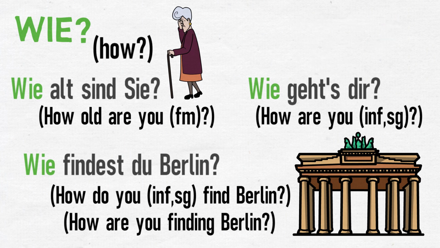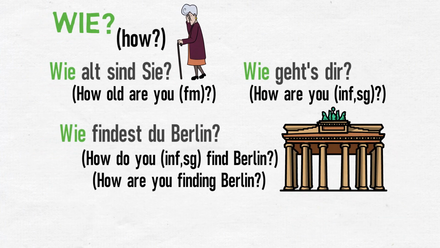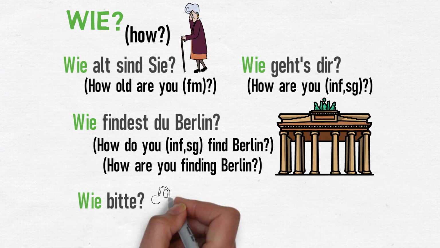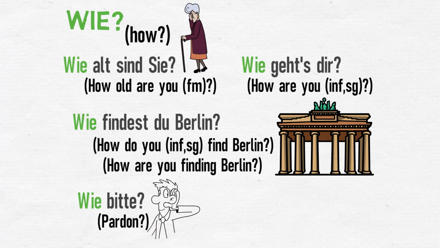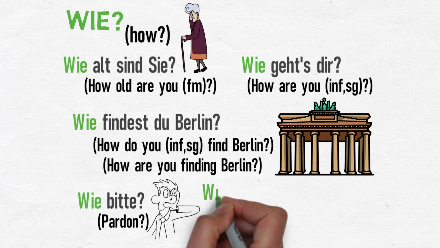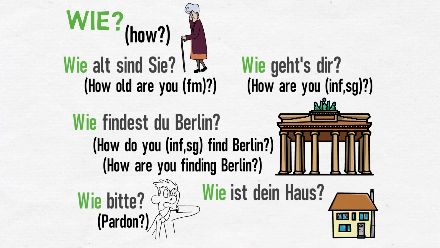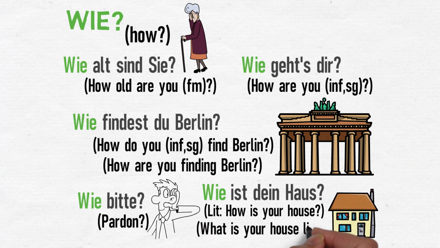The word wie can also be used as part of a very important phrase for beginners, which is wie bitte, which means pardon, and you use this for when you haven't heard what someone said, or you just need it repeating. Finally, you can use wie in the following way. Wie ist dein Haus? How is your house? In this example, it actually means, what is your house like?